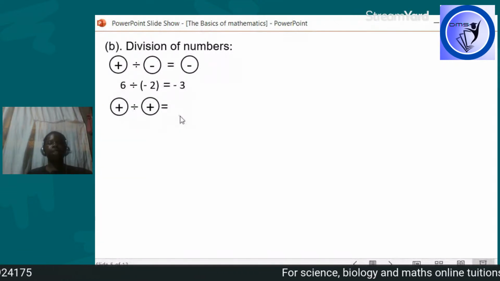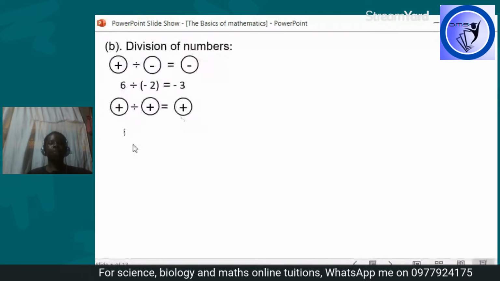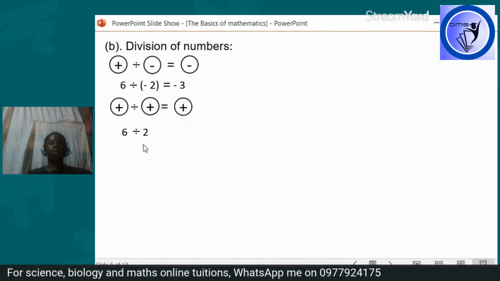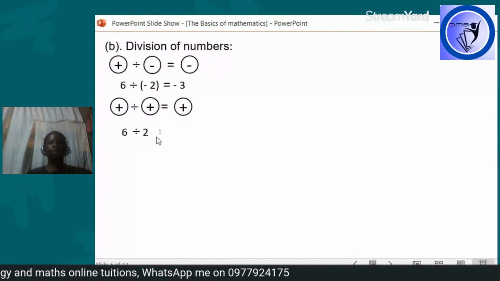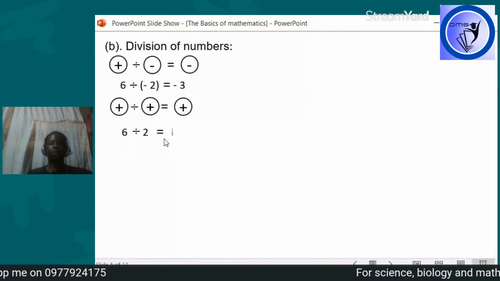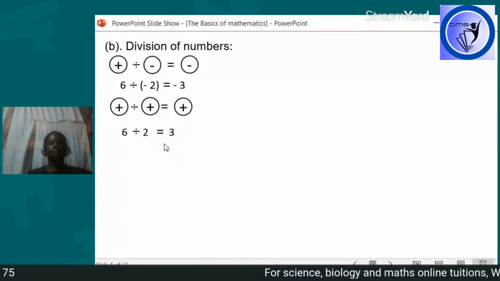Definitely, the final answer should have a positive sign. So let's say we have 6 divided by 2. Since 6 is positive and 2 is positive, definitely their answer will be positive. So 6 divided by 2 will give you positive 3.